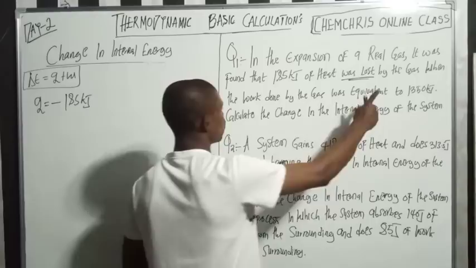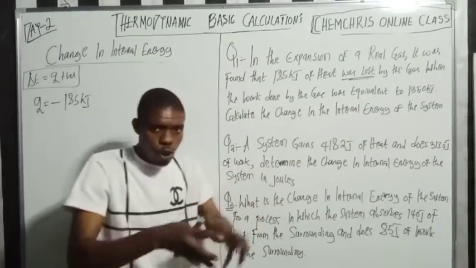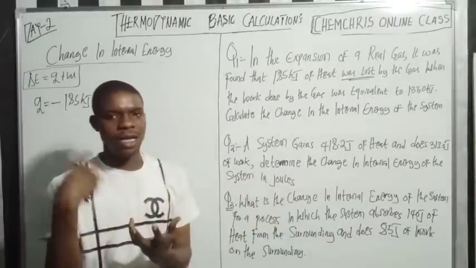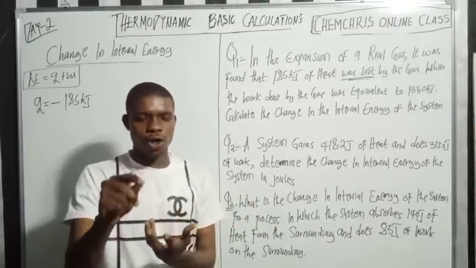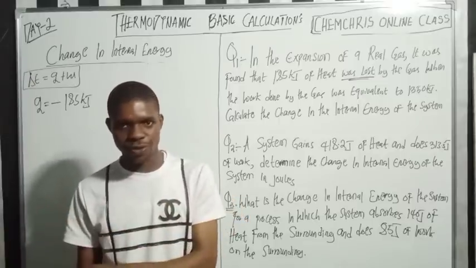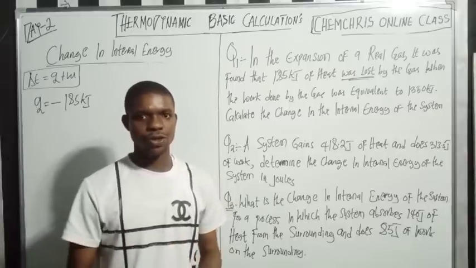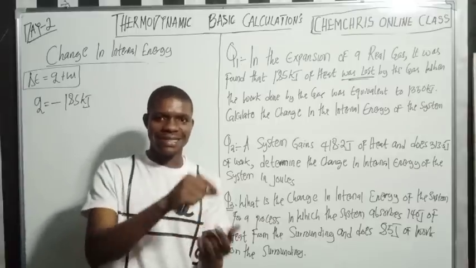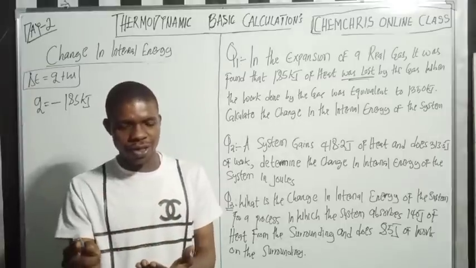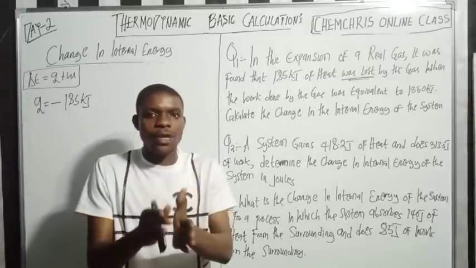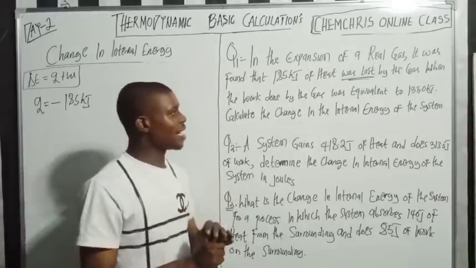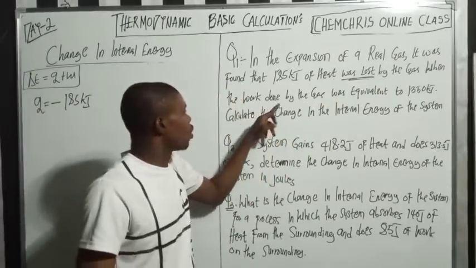Now, work done by the gas. Remember I told you that we have two types of work. Work is done on the gas. Let me see if you can remember: when work is done on the system, is it compression or expansion? Leave the answer in the comment section. When work is done on the system, is it compression or expansion? Compression, right? And whenever work is done on the system, it is positive, right? Nice one.